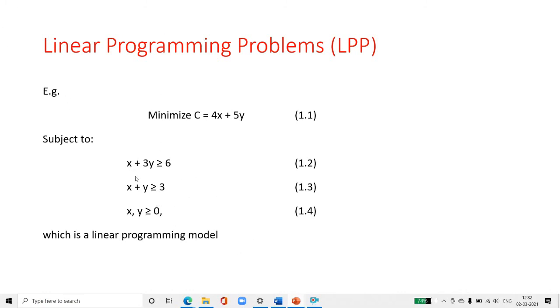These are the different resources, and for each particular resource, how much requirement is present. This is called our constraint. The first equation is our objective function. Next are our constraints. Among these three constraints, the first two are called structural constraints, and the last equation is called the non-negative constraint.